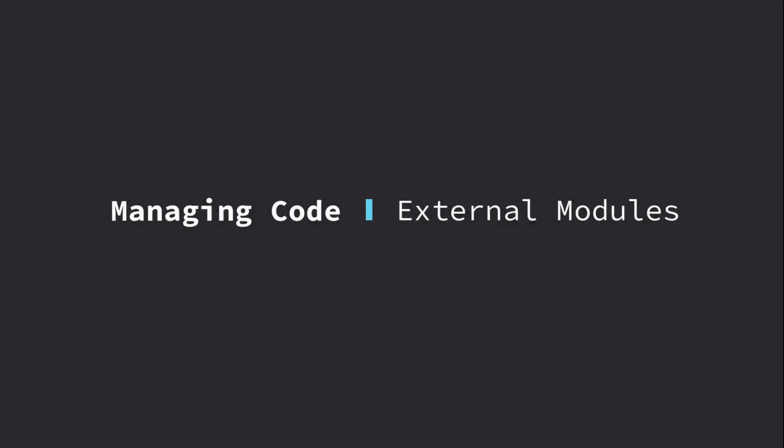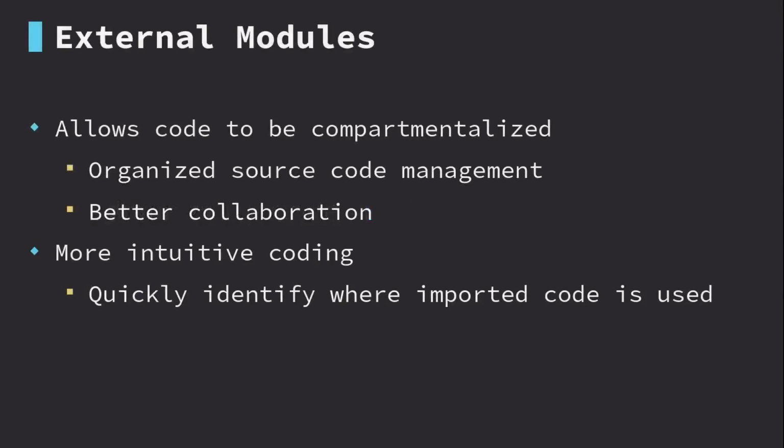In this video, I'll be showing how external modules can be utilized in a project. External modules allow code to be compartmentalized. This permits more organized source code management and allows you to more easily find where specific functionality may be located based on the name or purpose of a function.